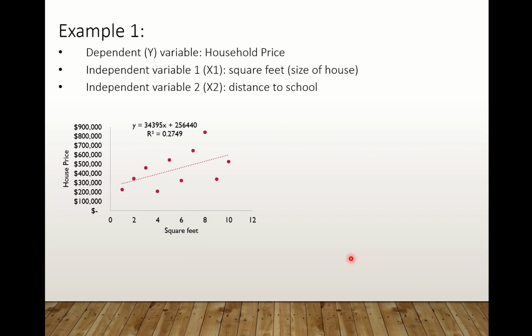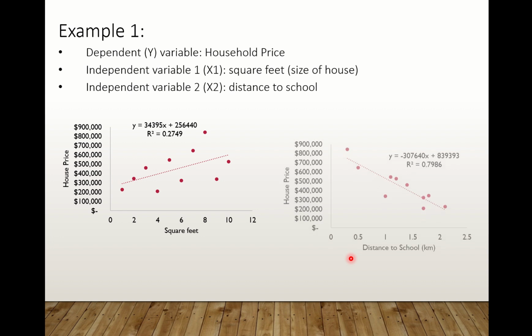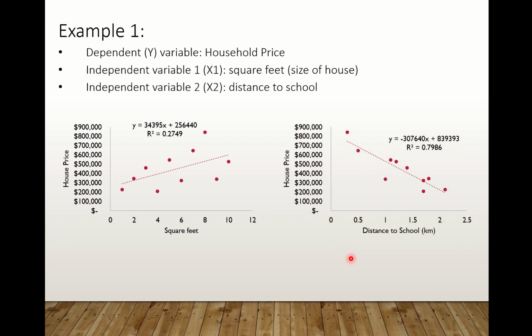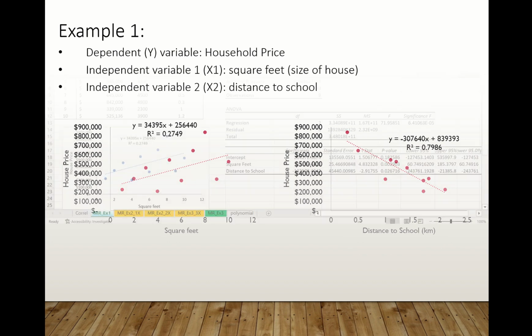So if we plot these two variables independently, we can see that we have a relatively weak, positive relationship between the size of the house and house price, and a stronger, negative relationship between distance to school and house price.